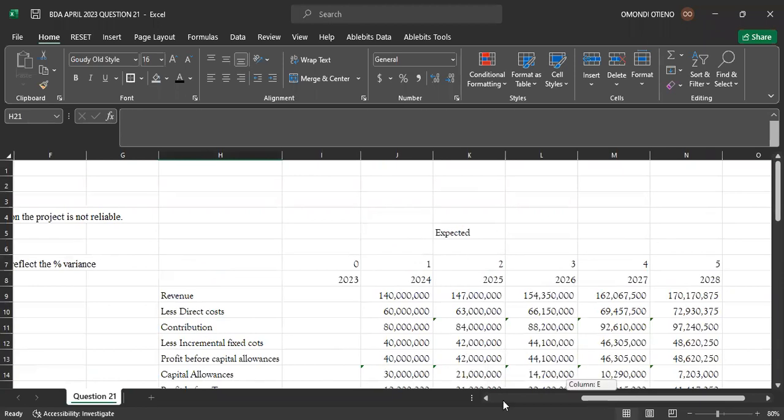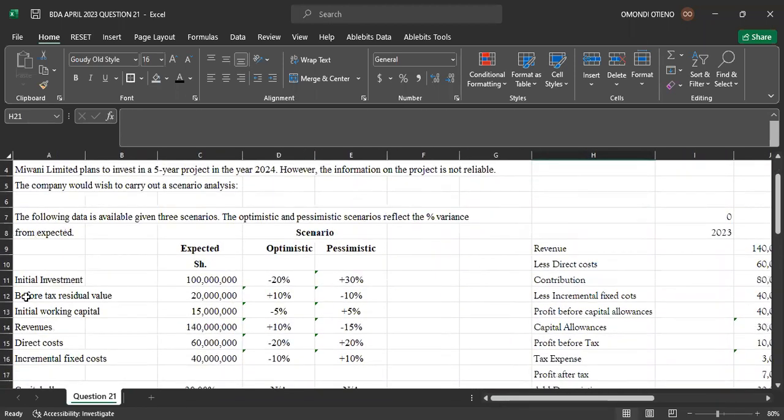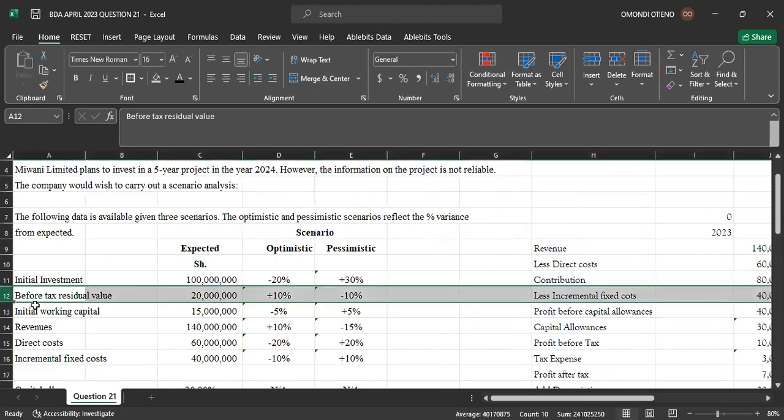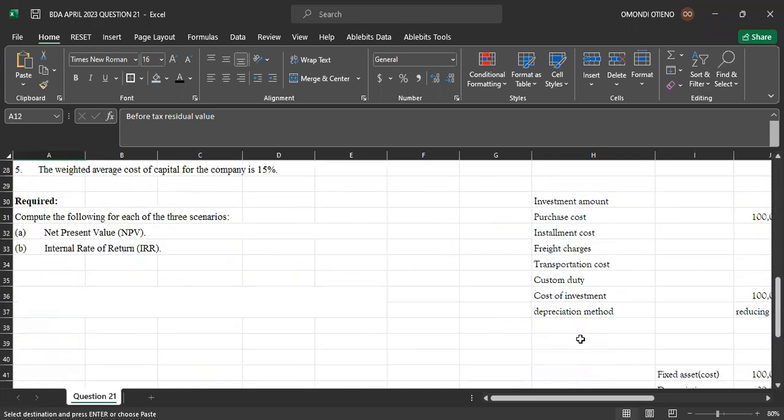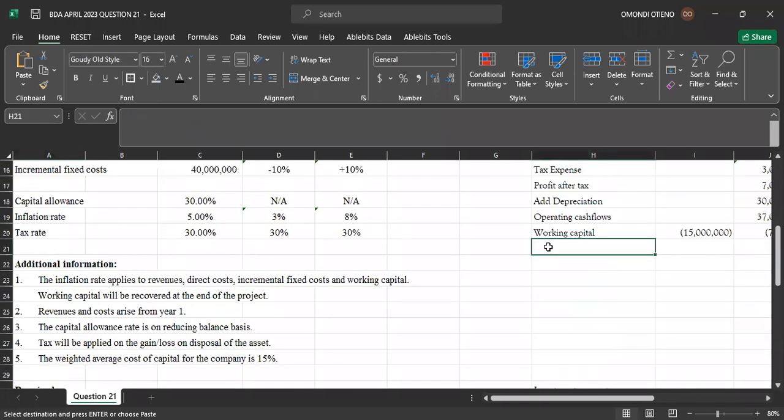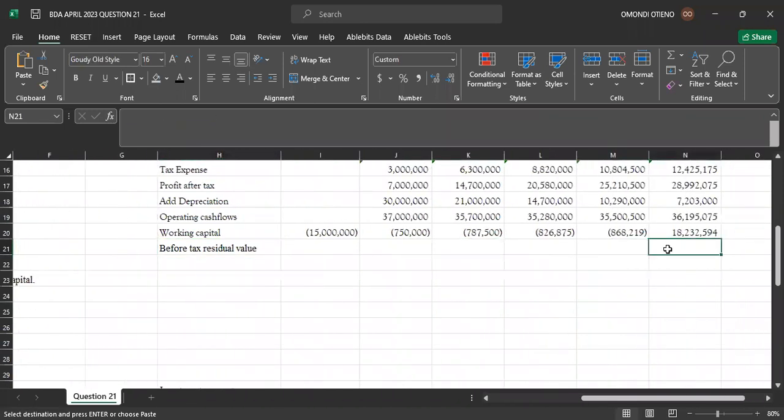Now we are trying to look for the terminal cash flows. We have something here, row number 12, before tax residual value. Before tax residual value is what we bring down here. We are told it is 20 million. It is one of the terminal cash flows that we are going to have here. Of course, we are adding it.